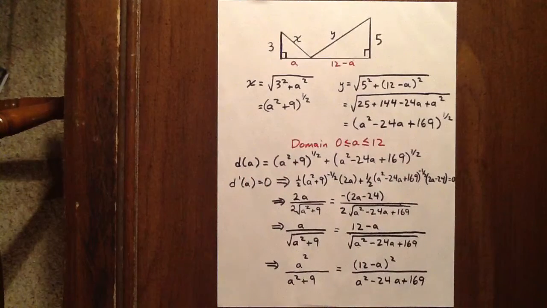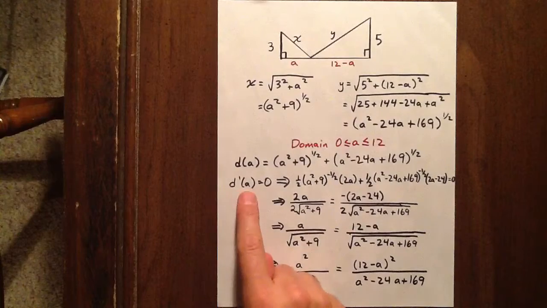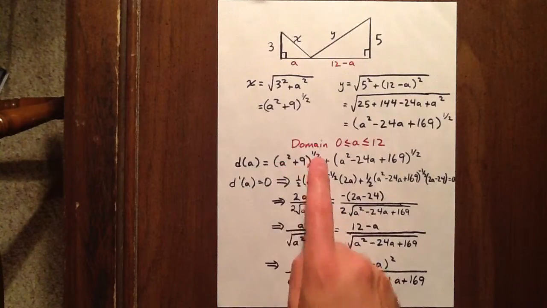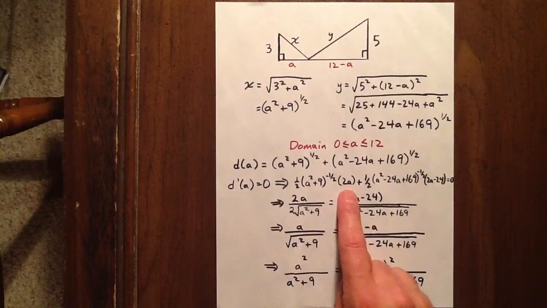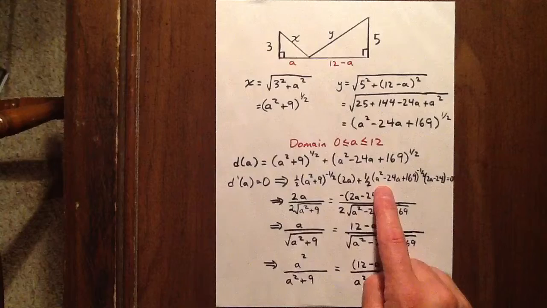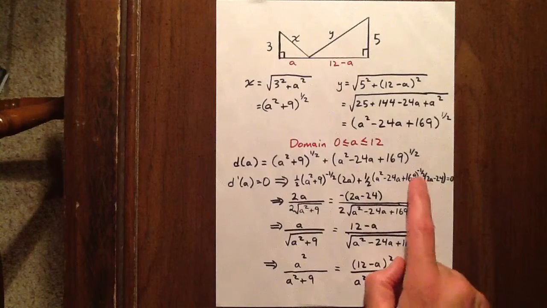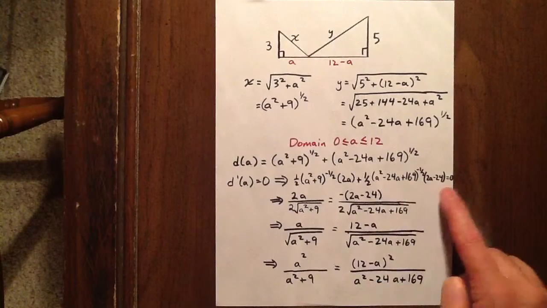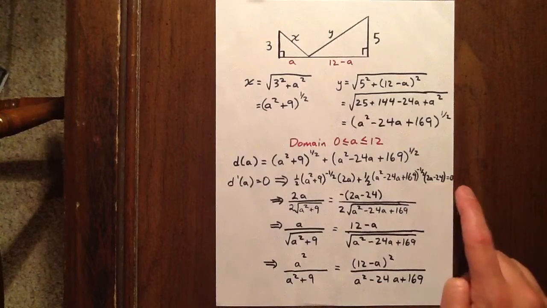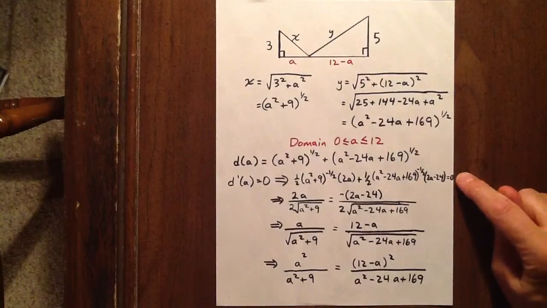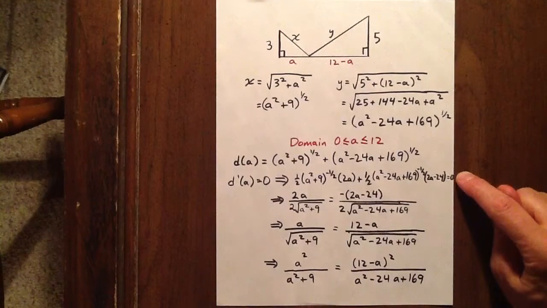Setting this derivative equal to 0 means that 1/2 times (a squared plus 9) to the negative 1/2 times 2a, the derivative of what's inside, plus 1/2 times this quadratic expression to the negative 1/2 times the derivative of what's inside, which is 2a minus 24, equals 0. Solving this for a will give us a value of a that's significant in this case.